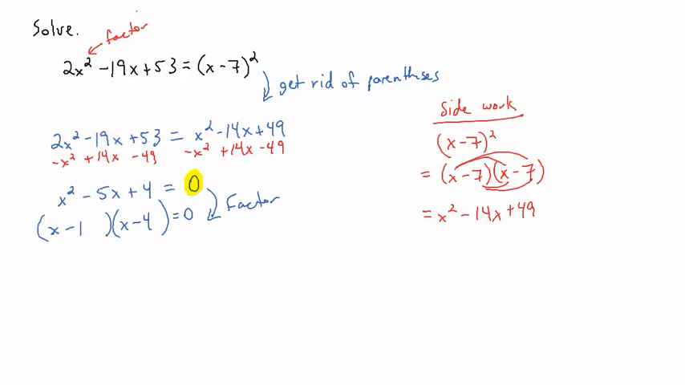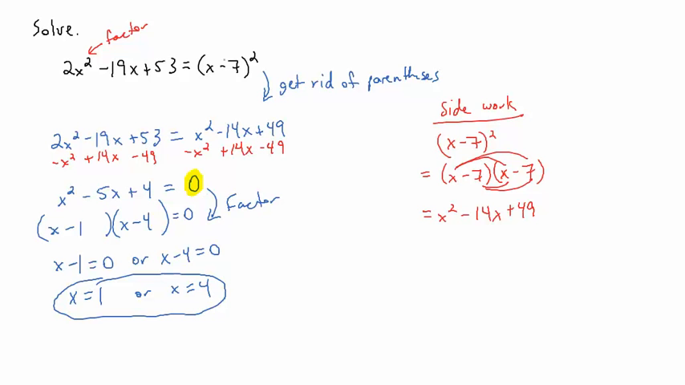So we have two things multiplied together to be 0, which means that x minus 1 has to be 0, or x minus 4 has to be 0. Finally, we can conclude that x has to be 1, or x has to be 4. And those are the two solutions to this polynomial or quadratic equation.